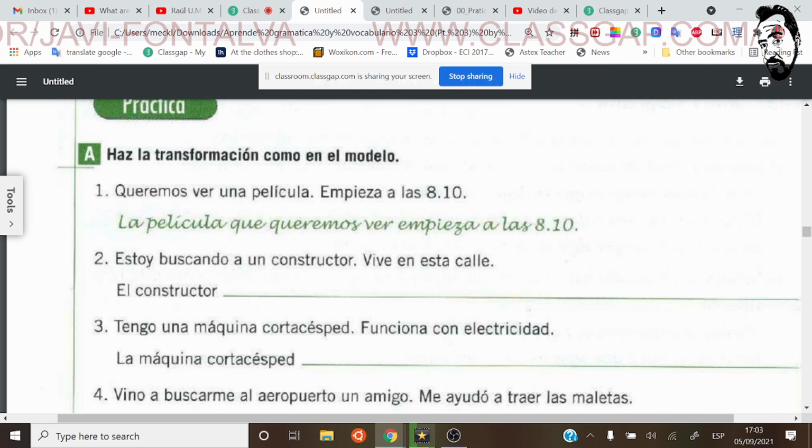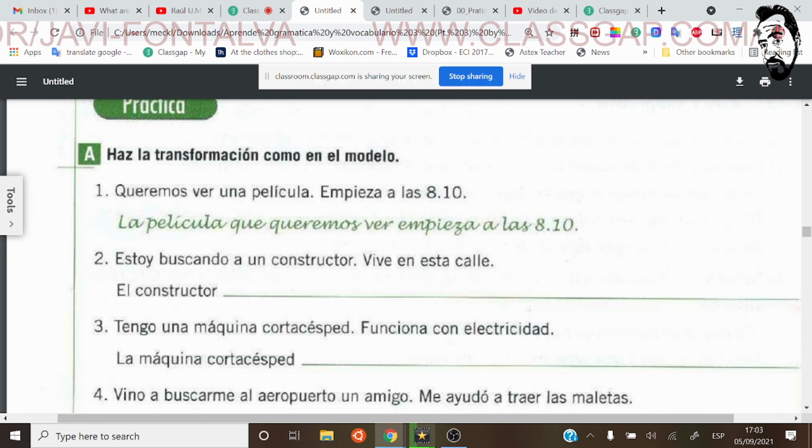So can we also do it this way? Queremos ver una película, so the film that we want to see. Yeah, you could also say, for example, queremos ver la película que empieza a las 8:10. That starts at 8:10.